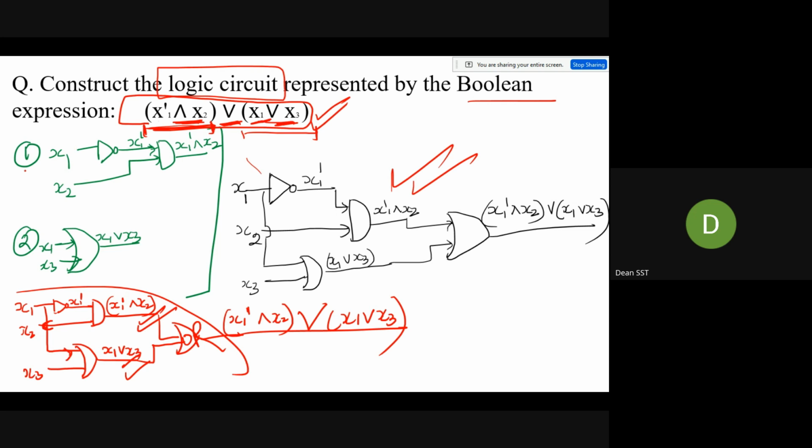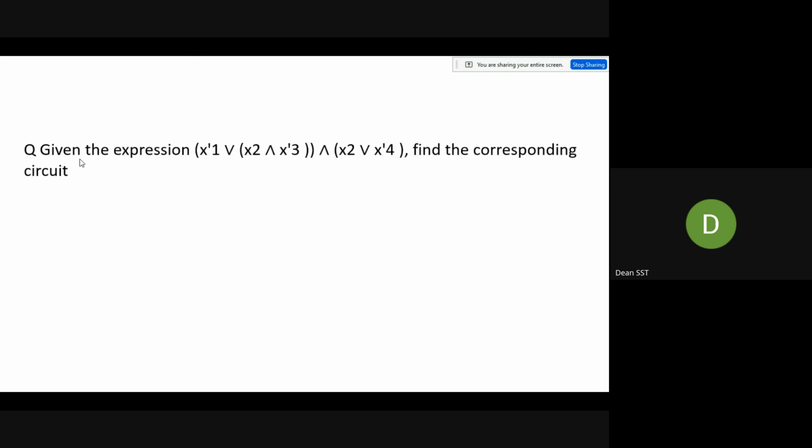And here on the left hand side I have shown step by step how you can create it stepwise. Now this is the expression. Just create the circuit. Class, create the circuit. Can you create it? We will try. x1 bar or x2 and x3 ka bar.